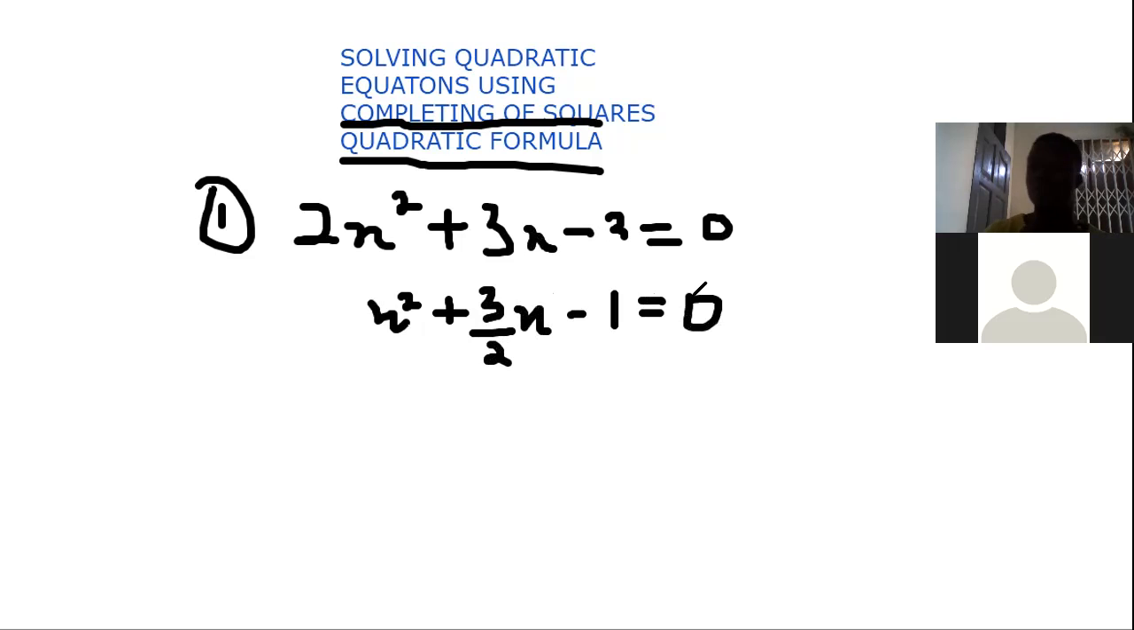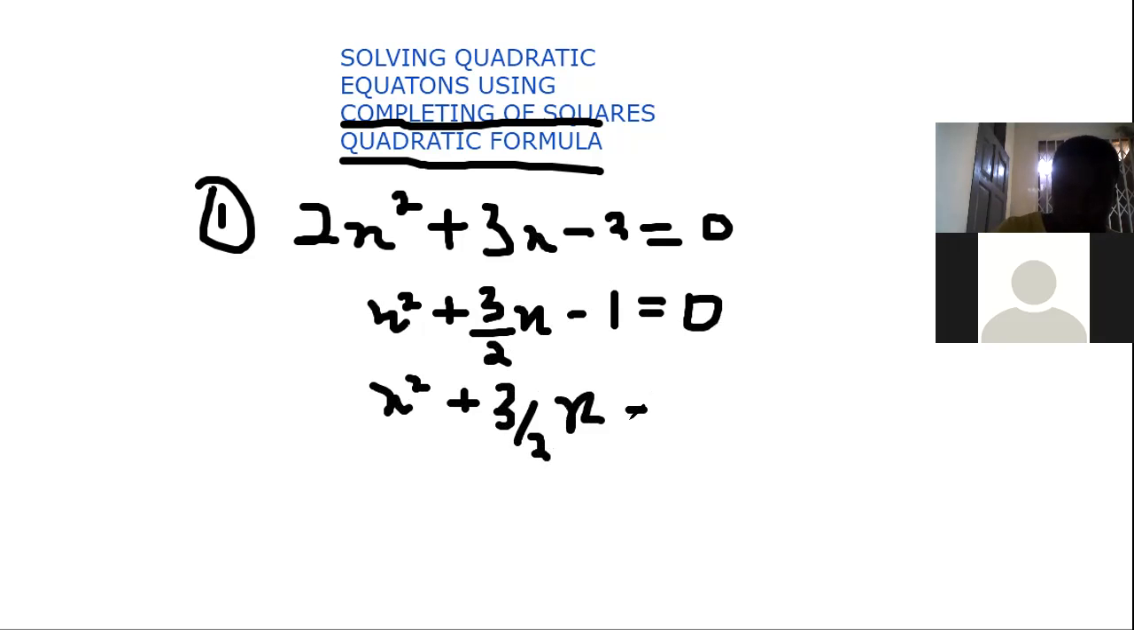This is the first thing you are going to do. Now, secondly, we may decide to bring this one here. So we are going to get x squared plus 3 all over 2 x is equal to positive 1 using the completion of squares.